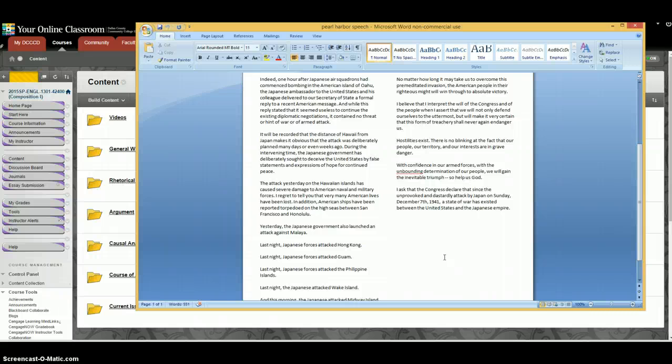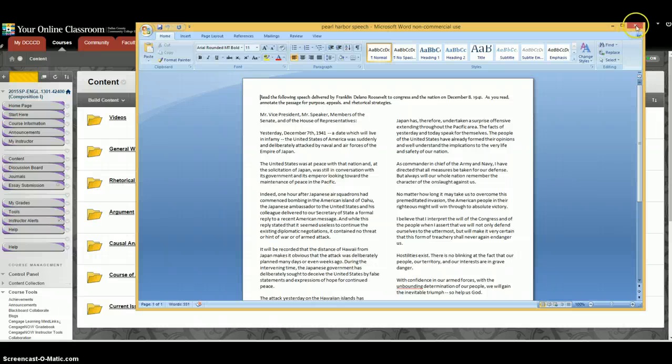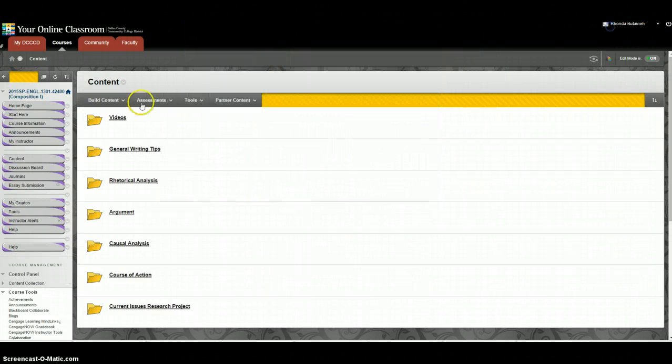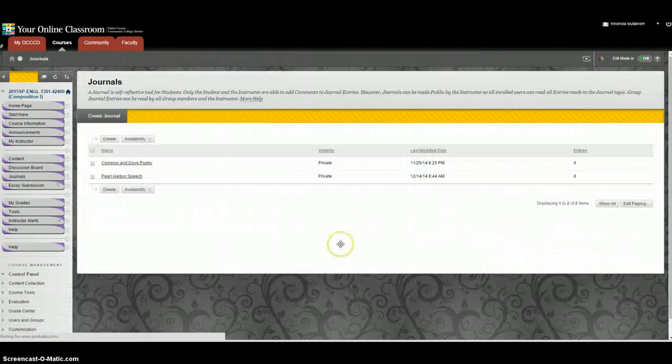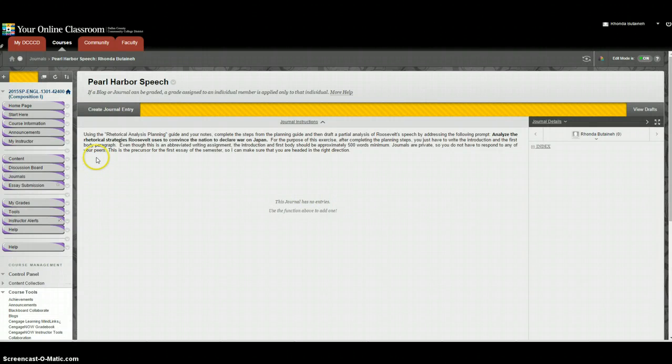And so go through the speech, divide it into sections, write the purpose for each section, and then complete the steps on the planning guide and post your journal. Your journal, again, is right here under the journal tab, but it's the Pearl Harbor speech. And this is the prompt. For this assignment, you need to address this prompt where you analyze the rhetorical strategies Roosevelt uses to convince the nation to declare war on Japan.